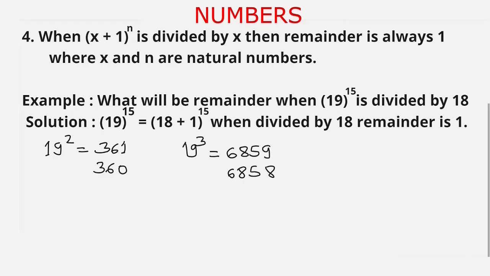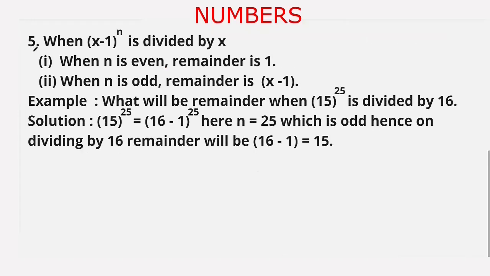This way, 19 to any power, whether even or odd, when divided by 18 always leaves the remainder 1. This way the property is: when (x plus 1) to the power n is divided by x, then the remainder is always 1, where x and n are natural numbers. We go to the next property.